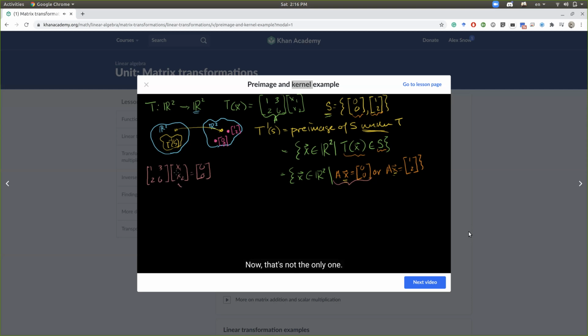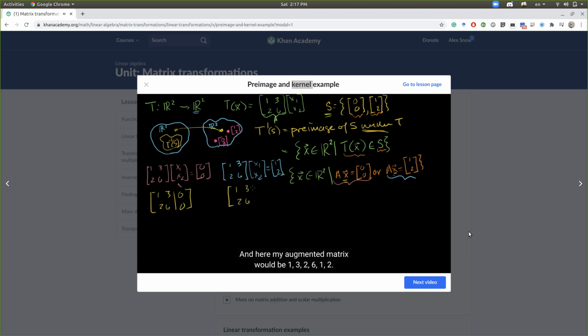Now, that's not the only one. We also have to solve this one over here. So the preimage of S under T is going to be all the solutions to the first equation, plus all of the solutions to 1, 3, 2, 6 times x1, x2 is equal to 1, 2. We could just solve these with augmented matrices. My first augmented matrix would look like 1, 3, 2, 6, 0, 0. And here my augmented matrix would be 1, 3, 2, 6, 1, 2.